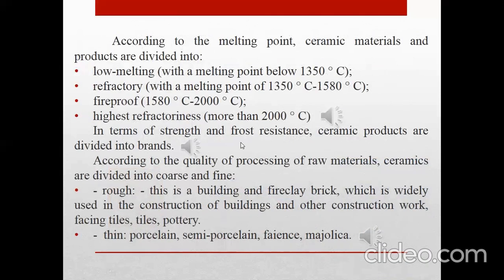According to the melting point, ceramic materials and products are divided into low melting, with a melting point below 1350 C; refractory, with a melting point of 1350 C to 1580 C; fireproof, 1580 C to 2000 C; and highest refractoriness, more than 2000 C.